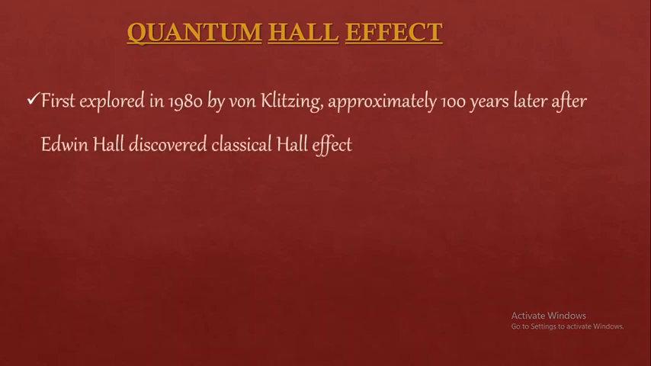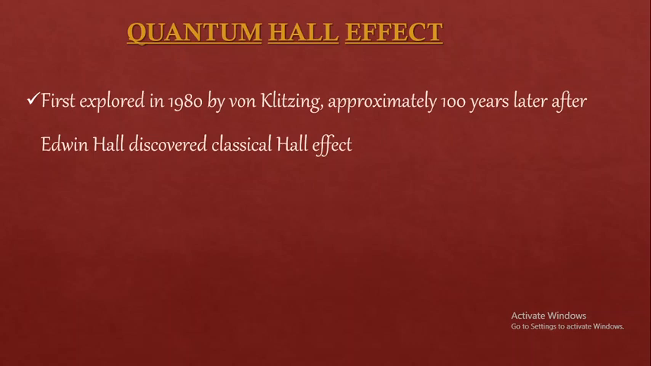The first experiments exploring quantum Hall effect were performed in the year 1980 by von Klitzing, approximately 100 years after Edwin Hall discovered the classical Hall effect. So the classical Hall effect was found very early, and almost after 100 years quantum Hall effect came into the picture. For his work, von Klitzing was awarded the Nobel Prize in the year 1985, just 5 years after his exploration.